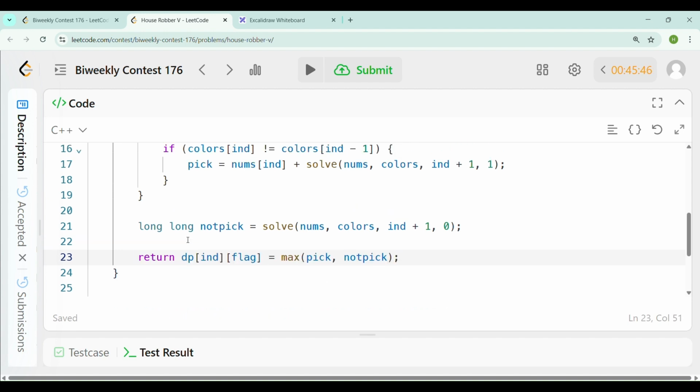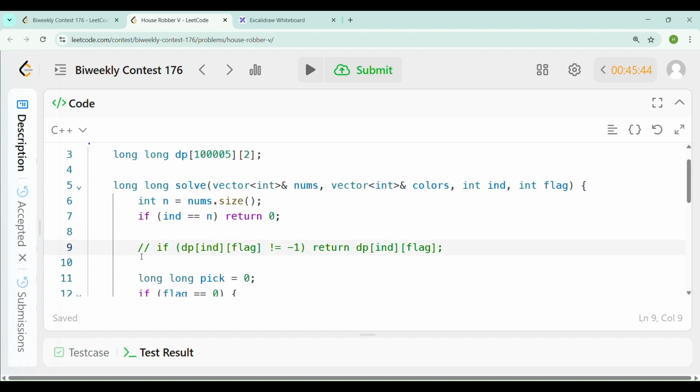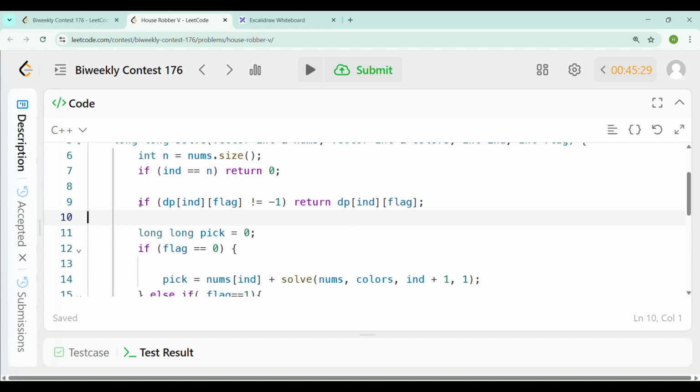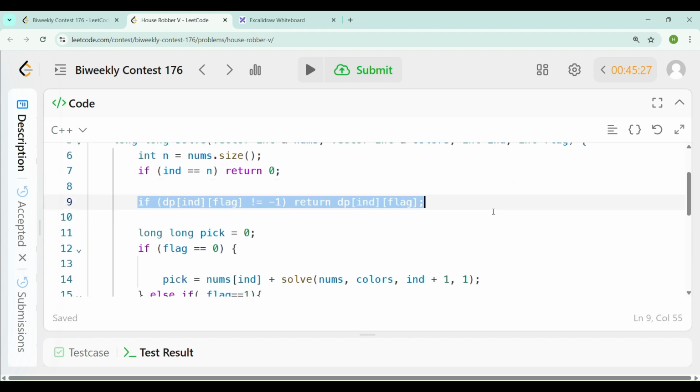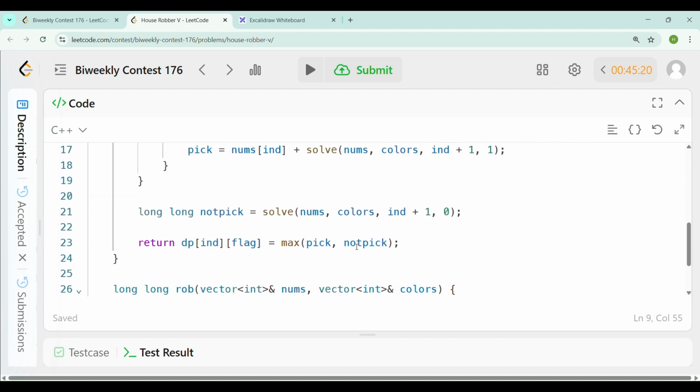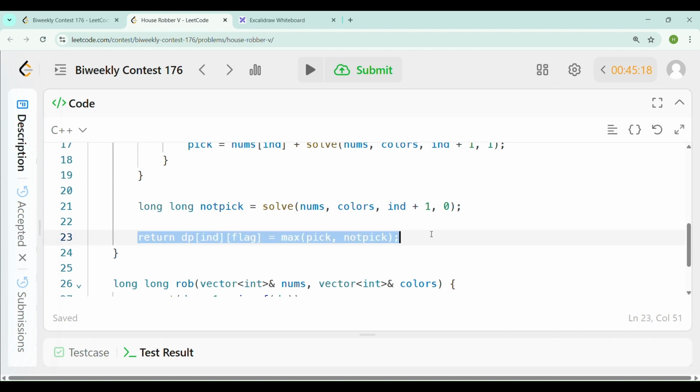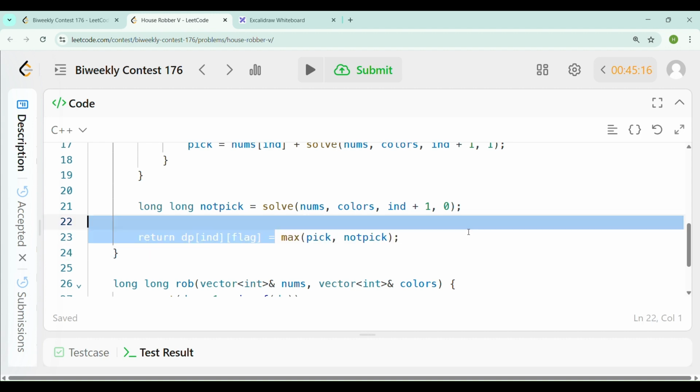And how the DP state is changing, that's what I have said. The DP state changes with index and flag, right? And if it is not -1, you will simply return it. I hope you know the memoization part. If you don't know, ping me in the comments and I will try to make you understand. It's very simple. If you understood the recursion, you just need to add two lines, right? If DP[index][flag] is not equal to -1, you will return that, and at the end you will return DP[index][flag] as max of pick comma not pick.